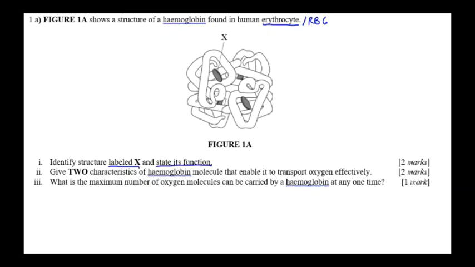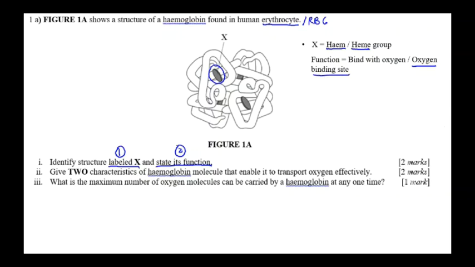Make sure you answer the questions accordingly. You have to first answer structure X and then only its function. Based on the picture here, X is the heme group. There are two spellings, either HAEM or you can spell it as HEME. And the function of heme group is to bind with oxygen or to act as the oxygen binding site.